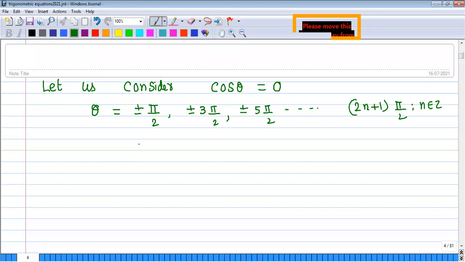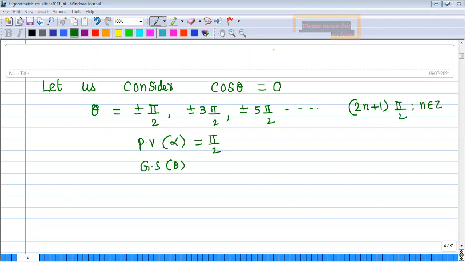Here n belongs to Z. Here the principal value PV is alpha is equal to pi by 2. Why should we take it? I will explain later. Don't worry. General solution is theta is equal to (2n plus 1) pi by 2. Even plus or minus you can take, no problem. That's correct.